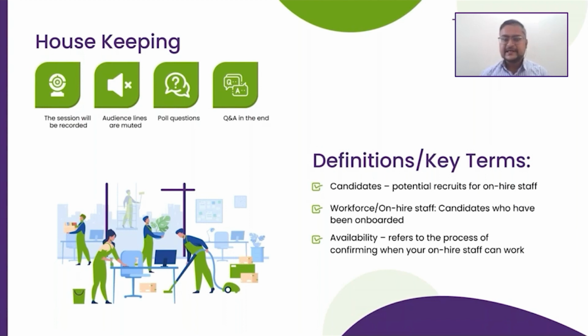So I'll quickly share what they are. For candidates, we basically mean potential recruits for on-hire staff. For workforce or on-hire staff, we mean candidates who have been onboarded. And for availability, we are referring to the process of confirming when your on-hire staff can work.